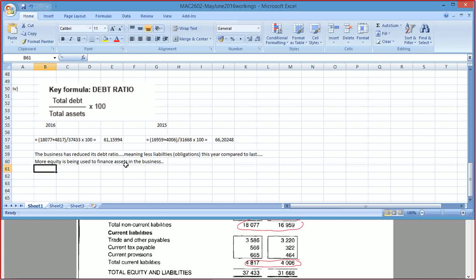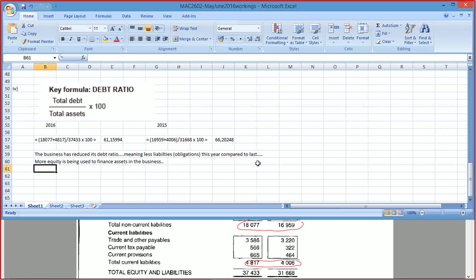Okay, we don't know what the risk profile is of the business. You could talk about being more aggressive or conservative. If the business is conservative in nature, then obviously this is a good sign because they've decreased the debt ratio. If the business is more aggressive, then this would be a bad sign because you would want more debt if you were an aggressive business, because then you're looking at using other external finance in order to grow your assets to increase your operations.